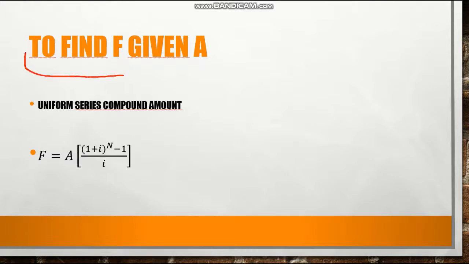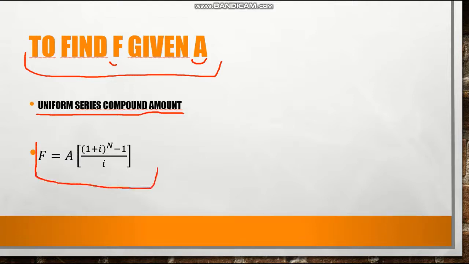Let's pass to another subtopic, which is if we want to find the future value with given A, which is the annual series payment. It's called the uniform series compound amount formula, which is given: F is equal to the annual series payment multiplied by 1 plus interest rate power of n minus 1, over interest rate, giving us the future value of this money. Again, let's solve an example. We will understand this topic better.